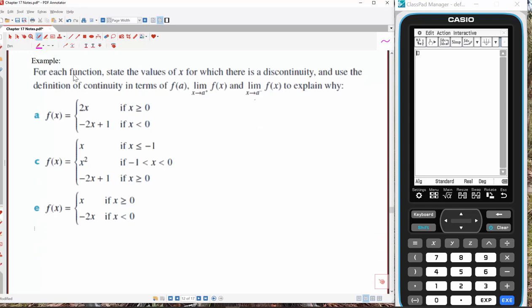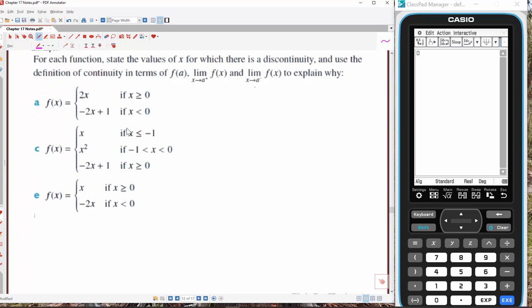Okay, for each function, state the values of x for which there is a discontinuity and use the definition of continuity in terms of this to explain why. All right, so what we'll do for each of these is see whether there is a discontinuity. So for the first one here, let's quickly graph it.